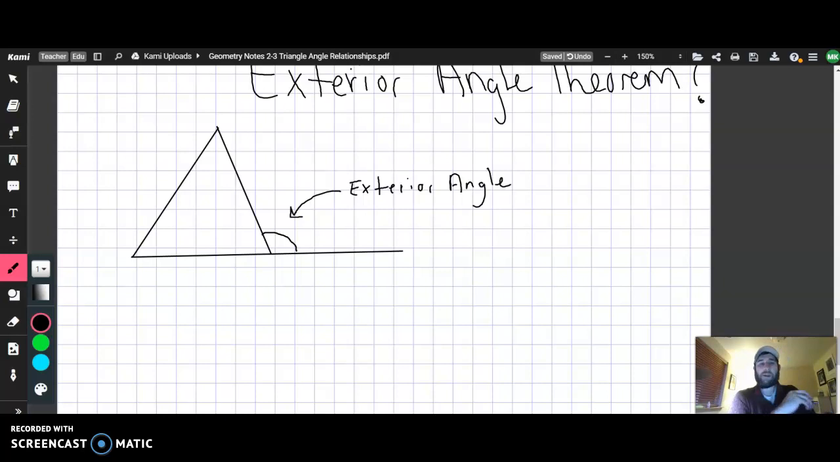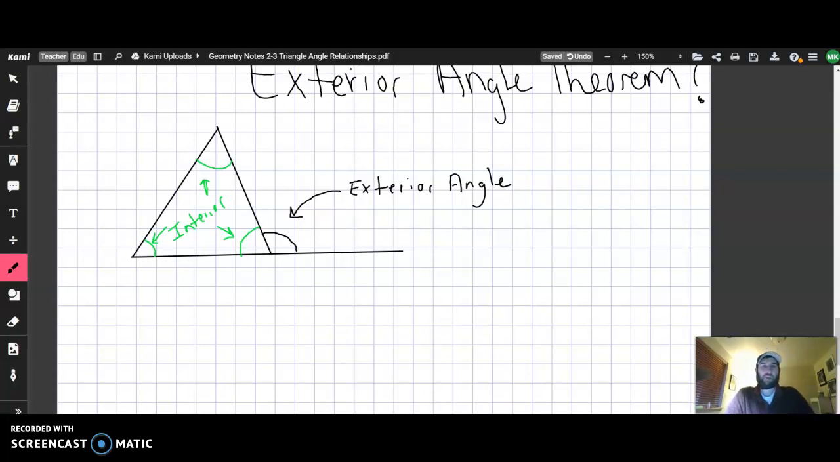Now, keep in mind how that's different from the interior angles. The interior angles are all the angles within the shape. So these are all the interior angles: there, there, and there. And then the exterior angle is outside.